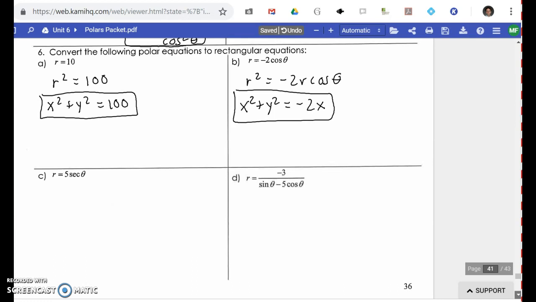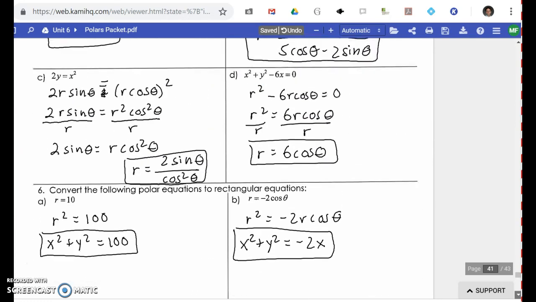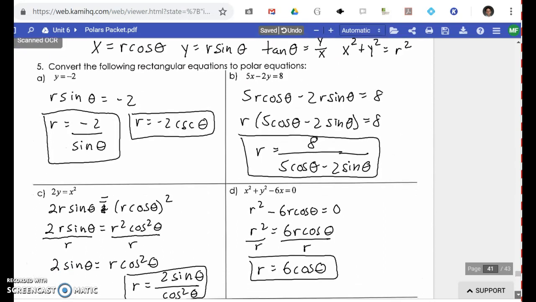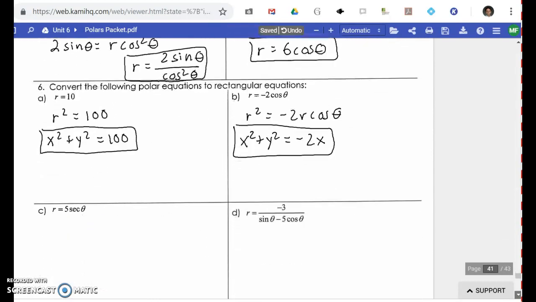For C, it might be helpful to look at a problem similar to it. So that would be up here. 5a, we had r equals -2 cosecant theta. And I'm going to kind of go backwards here. If you look at what we started with, we went to r sine theta, then we went to sine theta divided to the other side, and then we rewrote it as a reciprocal function. So if we go backwards, we would have to go from the reciprocal function to having the trig function on the bottom, to multiplying sine theta to the other side, and then using one of our conversion formulas. So we're going to do that down here in 6.